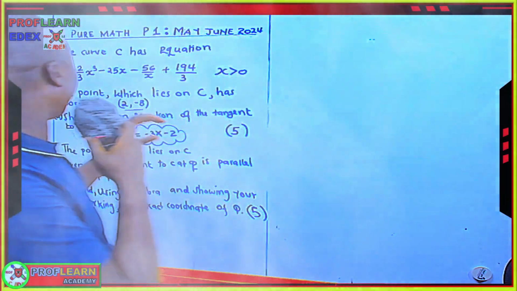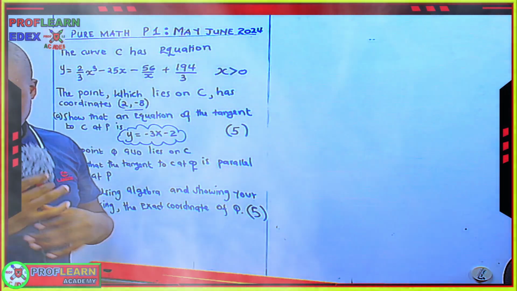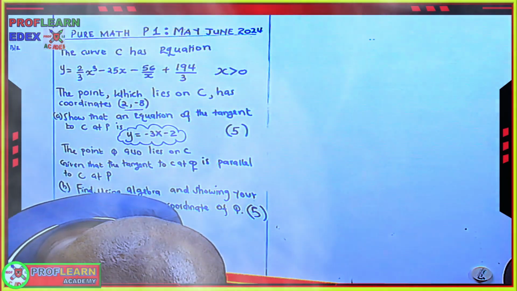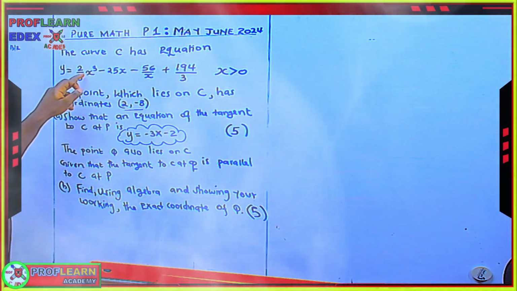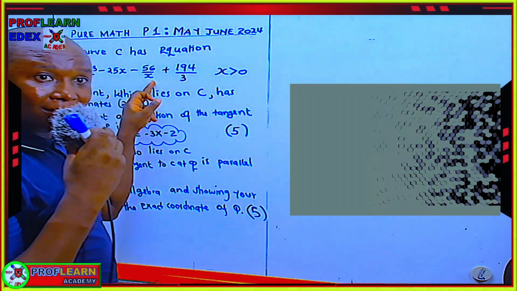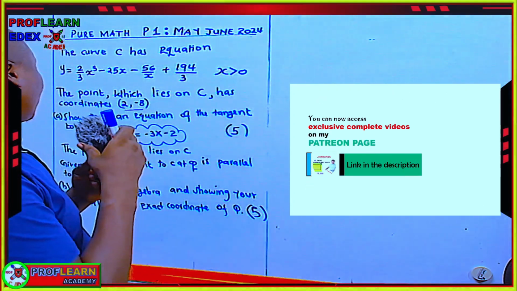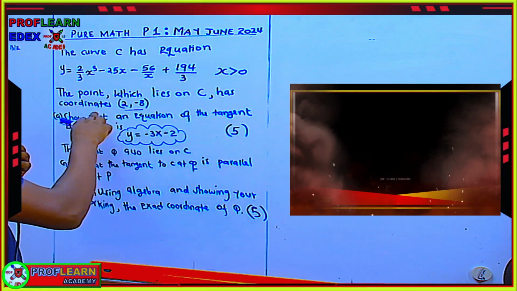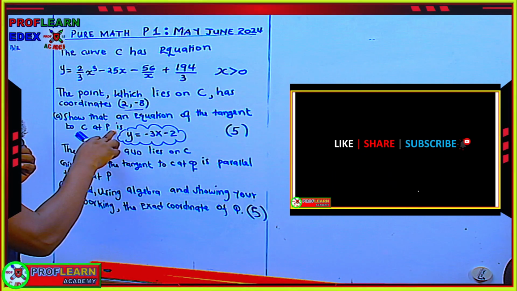In this particular video, we're going to discuss how you can do this question of Pure Math 1 May June 2024, around question number 10. We are told that the curve C has equation y equals 2 over 3 x cubed minus 25x minus 56x plus 194 over 3, where x is greater than 0. The point P lies on C and has the given coordinates. Show that the equation of the tangent to C at the point P is this.